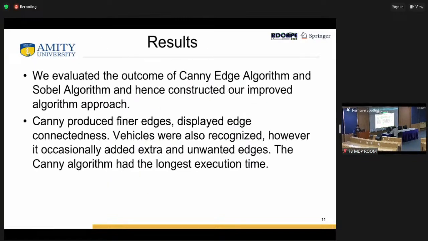So we evaluated the outcome of the Canny Edge algorithm, these are the results, and the Sobel algorithm, and constructed our improved algorithm approach. Canny produced finer edges. I'll be showing it after some time. It displays edge connectedness. Vehicles were recognized. However, it occasionally added extra and unwanted edges. The Canny algorithm has a long execution time.